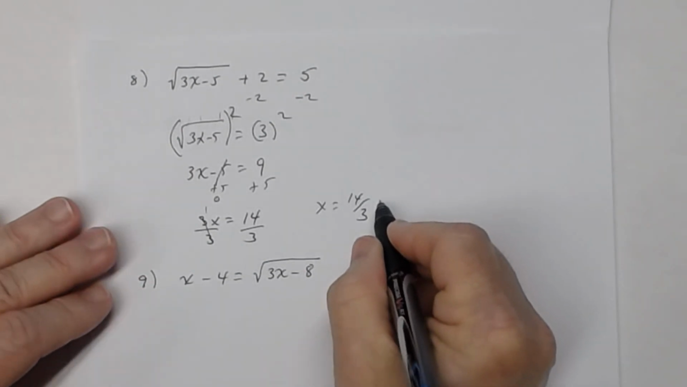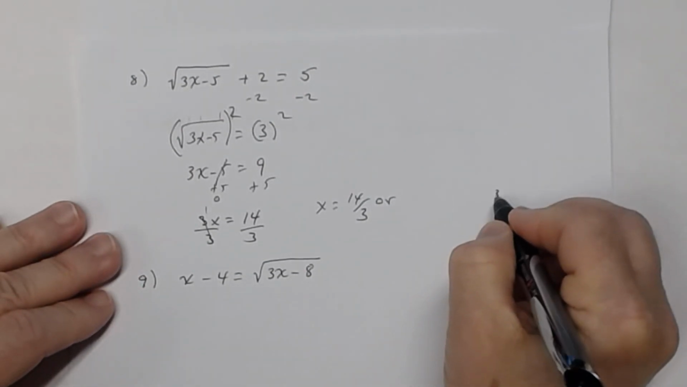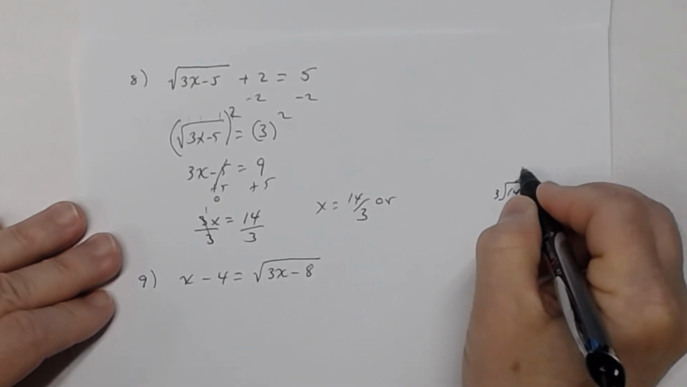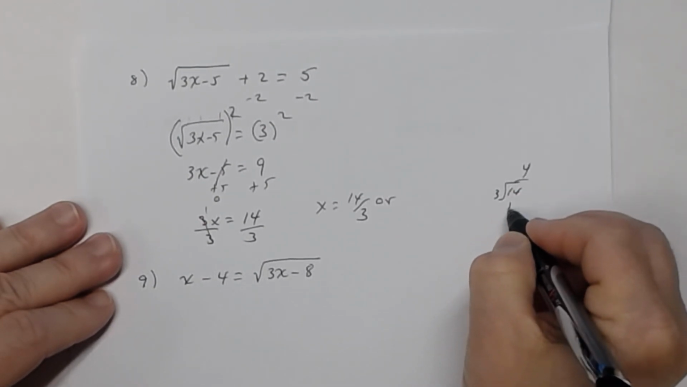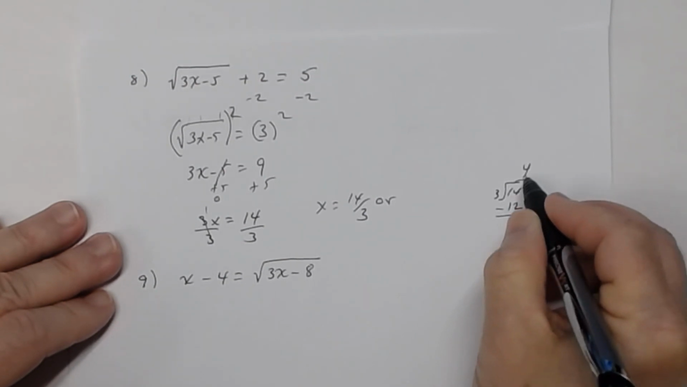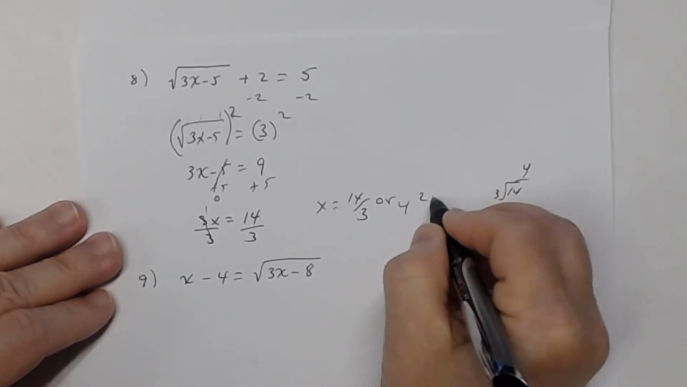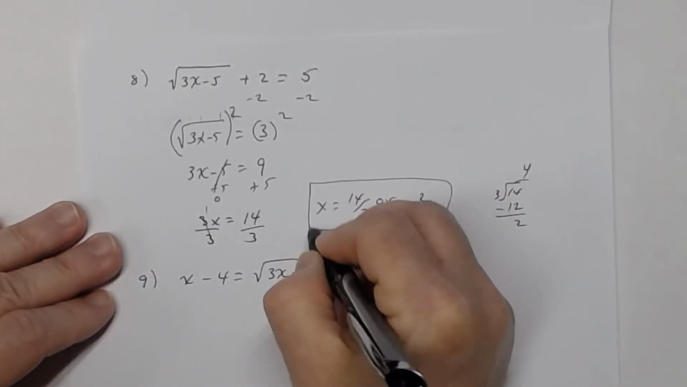Or if you want to write it as a mixed number, 14 divided by 3: 4 times 3 is 12. Subtract, you get 2. So you get 4 and 2 thirds. Okay, so either one of those is fine.